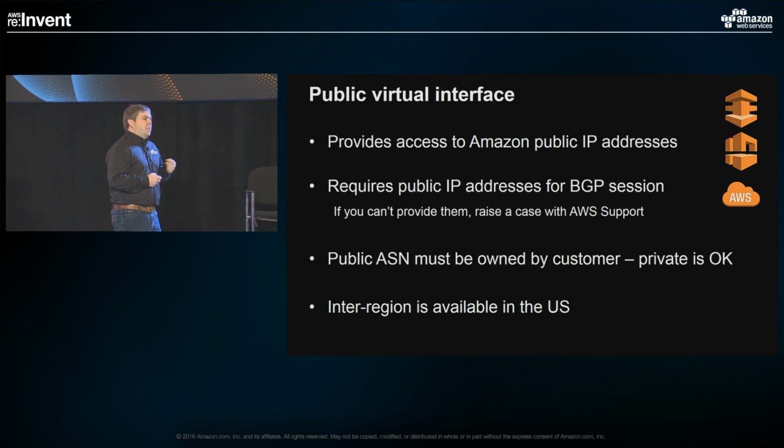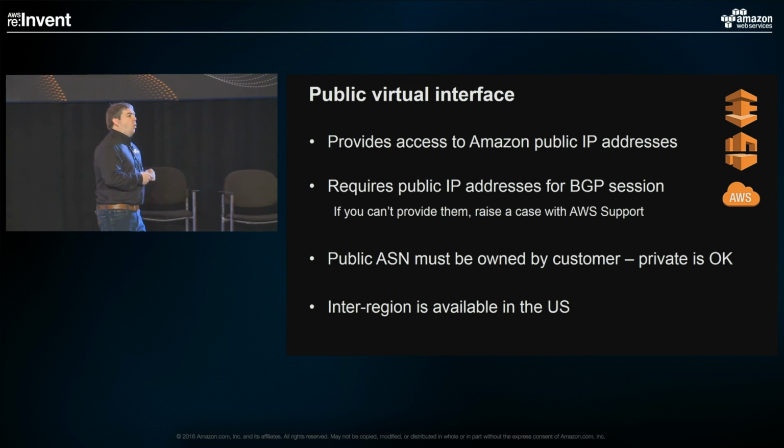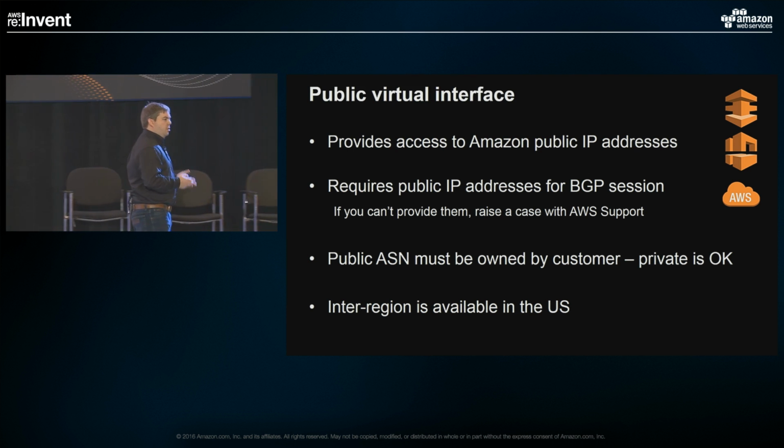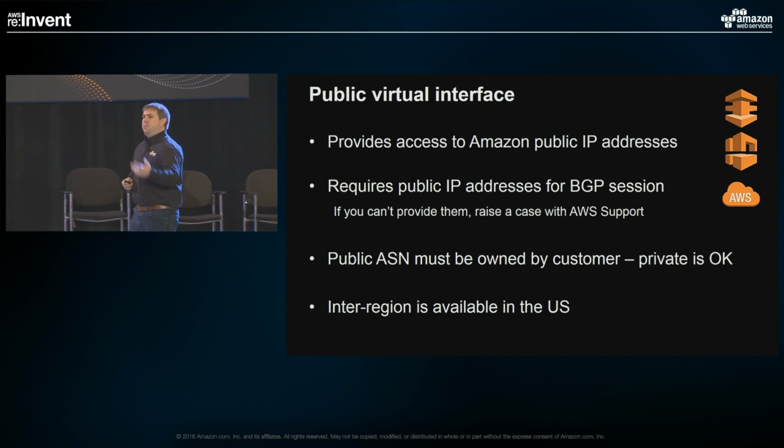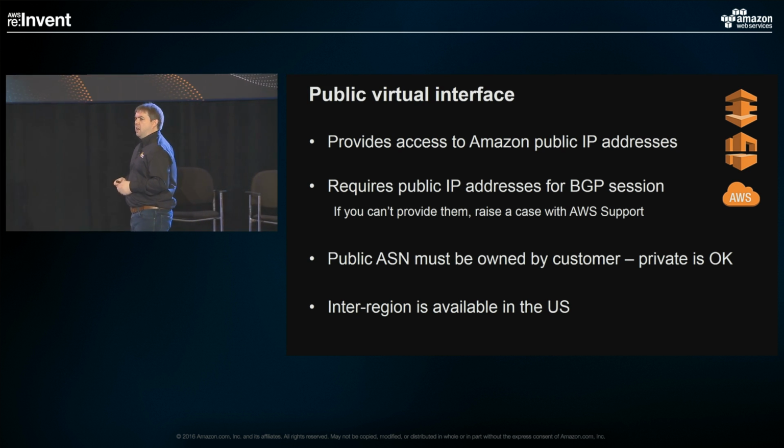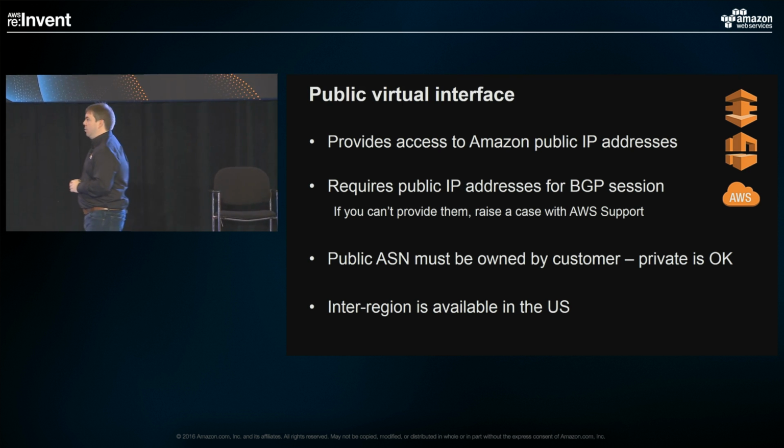Public virtual interfaces in the US also enable you to reach all of the AWS regions within the US. This is a US-specific feature, but it means that you're going to receive BGP announcements for all of Amazon's IPs in all of the AWS regions in the US.